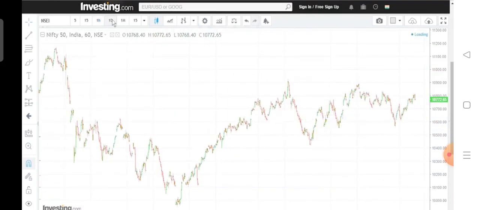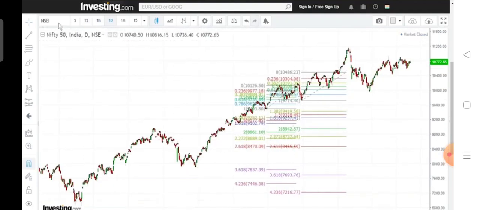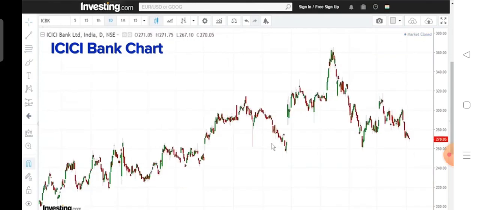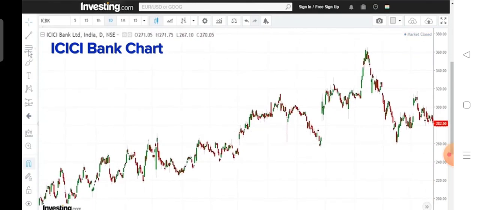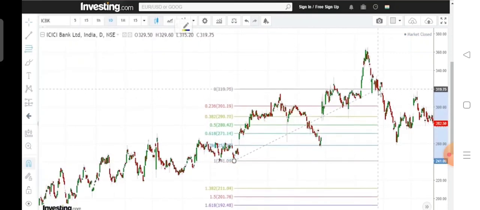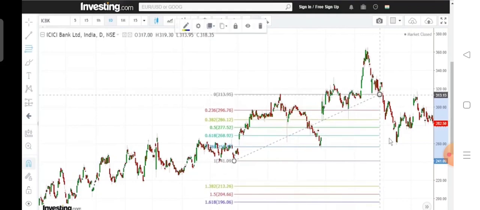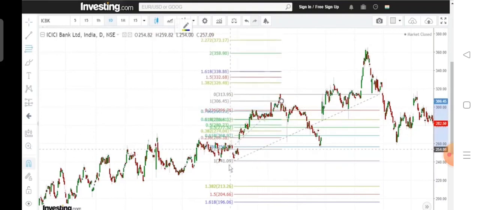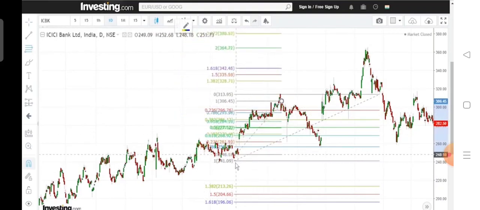Let me go to a longer term chart. And let me go to the ICICI Bank chart again. Let us look at this move, right? In this move, as we can see, the market corrected almost till 0.786 level and then started moving up. So in this up move, what could have been my target? To decide that, this was the initial top and the rally started from this point.